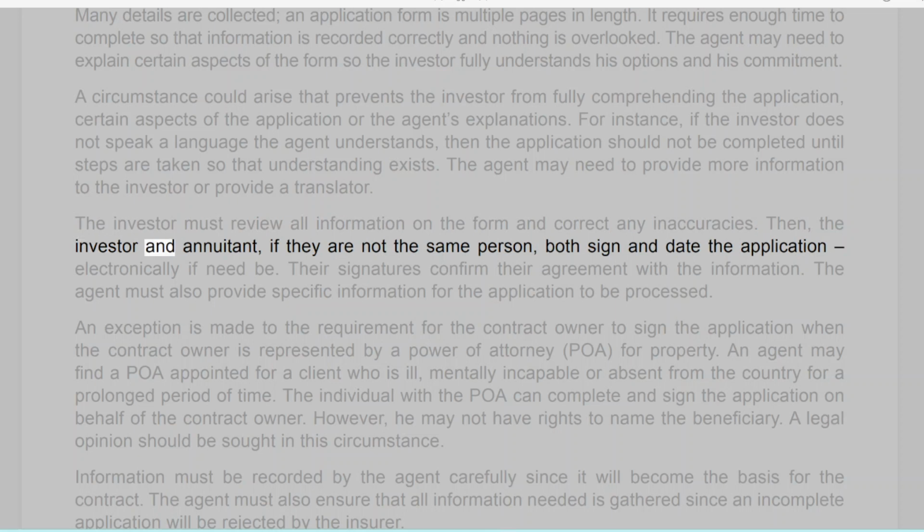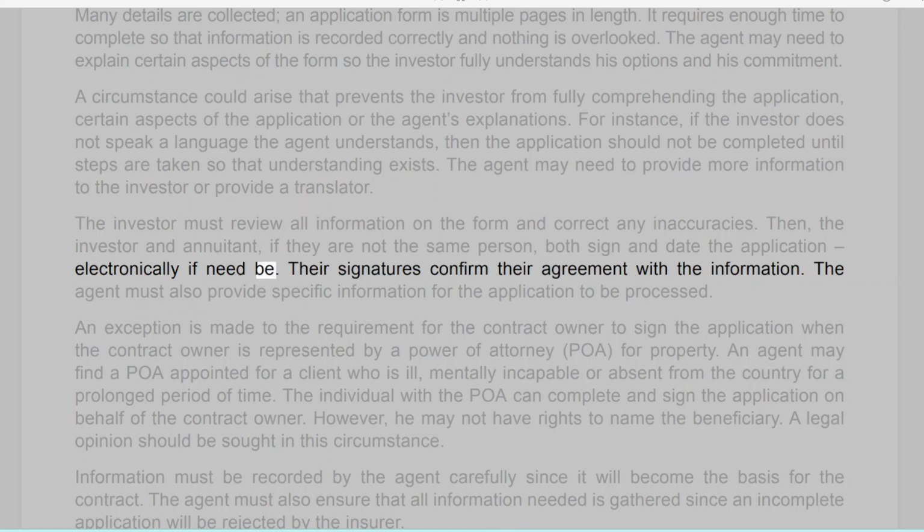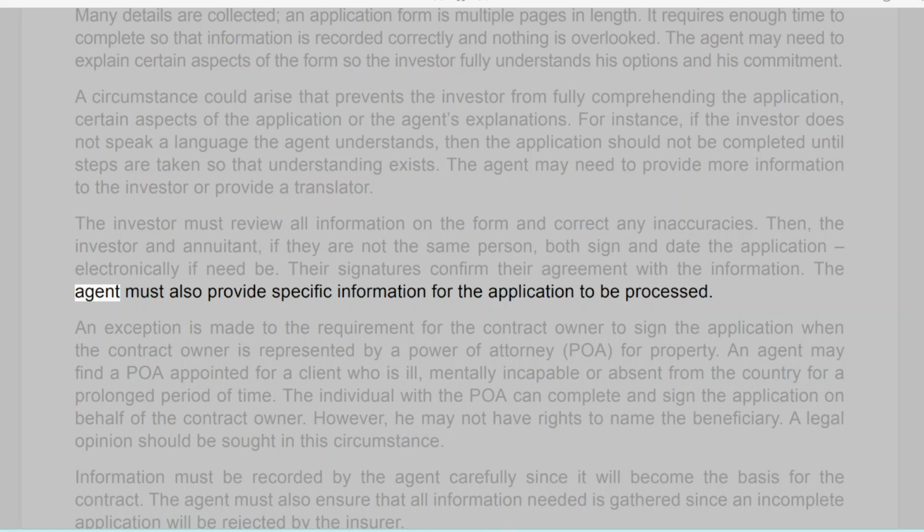The investor must review all information on the form and correct any inaccuracies. Then, the investor and annuitant, if they are not the same person, both sign and date the application, electronically if need be. Their signatures confirm their agreement with the information. The agent must also provide specific information for the application to be processed.